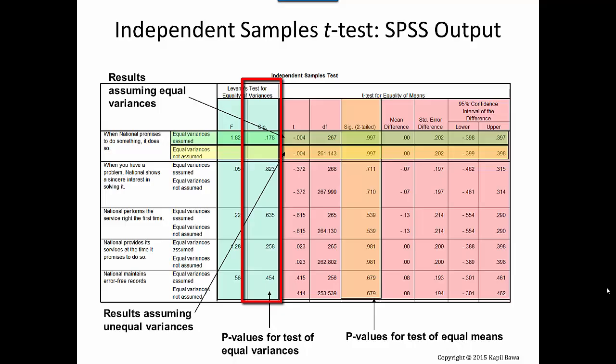Again, if the p-value for Levene's test is less than your alpha, you would reject the hypothesis of equal variances and assume unequal variances. In that case, you would look at the results in the row labeled unequal variances. Otherwise, if the p-value for Levene's test is greater than alpha, you would look at the row labeled equal variances.